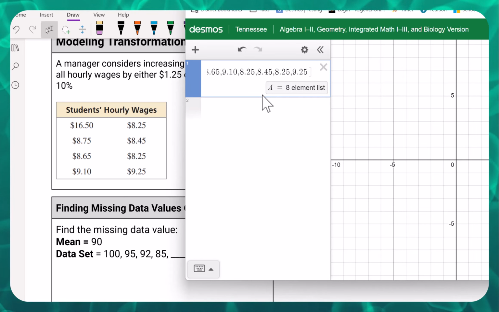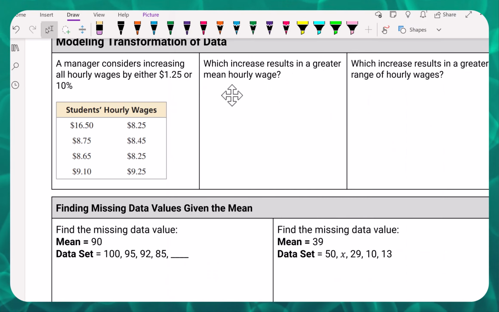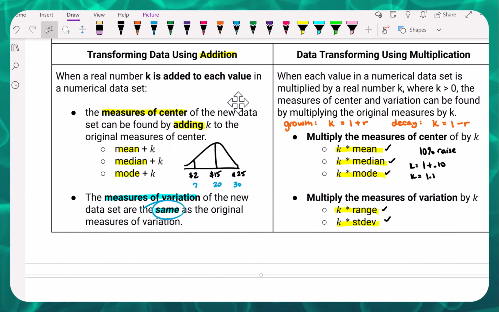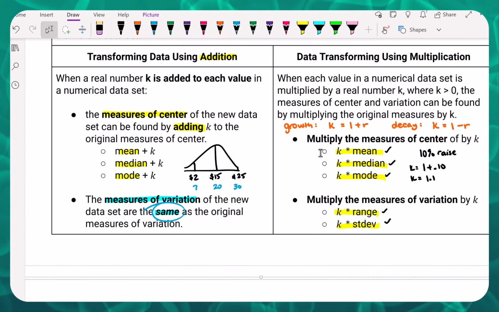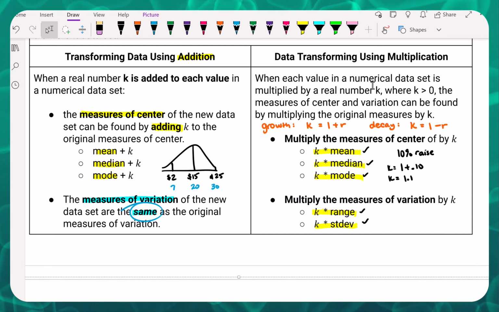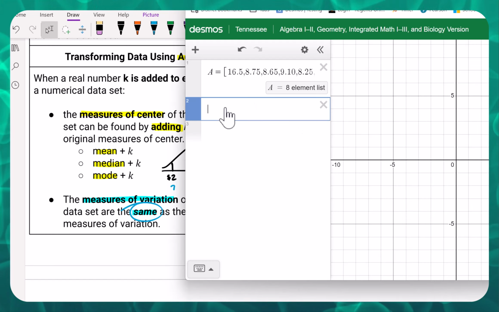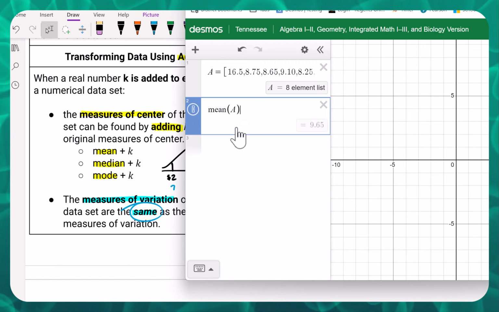All right, so I've got all 8 in my list, and the first question is, which increase results in a greater mean hourly wage? So the mean is a measure of center. If I was going to add so much money, the mean is going to change by that much that I'm adding. If I'm going to multiply by 10%, I'm going to multiply the mean by 1.1. So what you can do is figure out what the mean is right now.